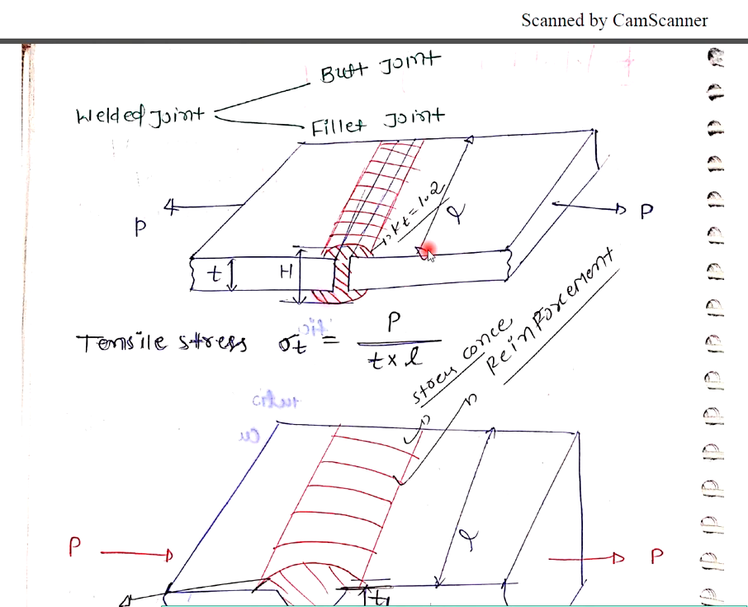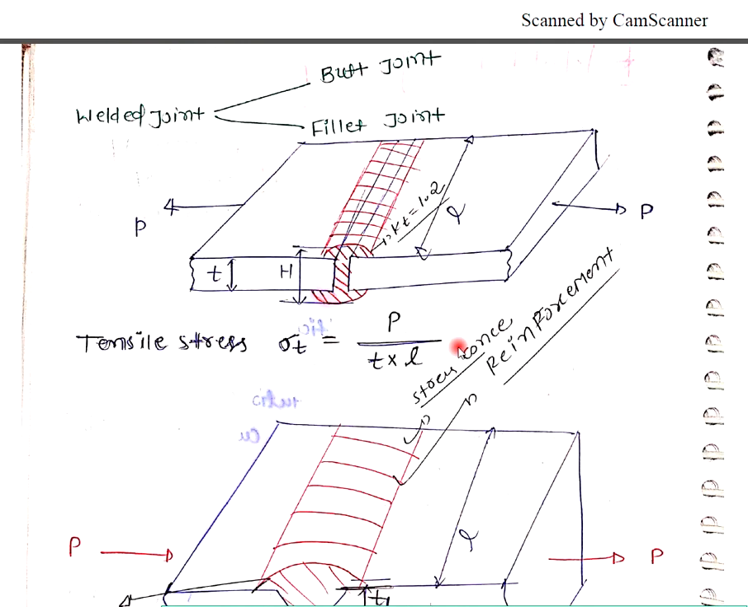Here L is the length of weld, H is the height of weld, and T is the thickness of the plate. Suppose we apply a force P at each end to separate these plates. How much strength can be obtained by this welded joint? We can calculate it by the maximum tensile stress sigma T, which is equal to force over area. What is the force? The force is P.